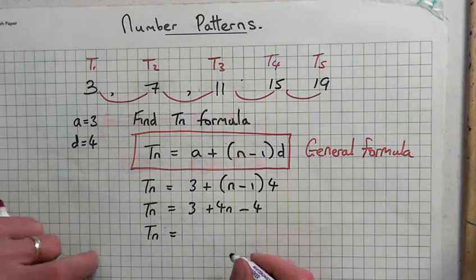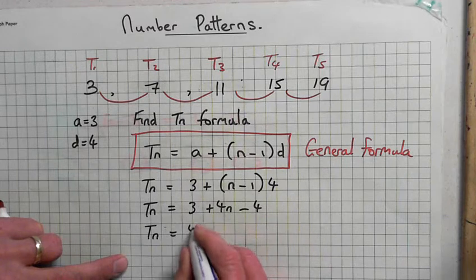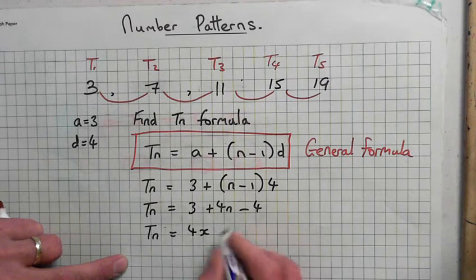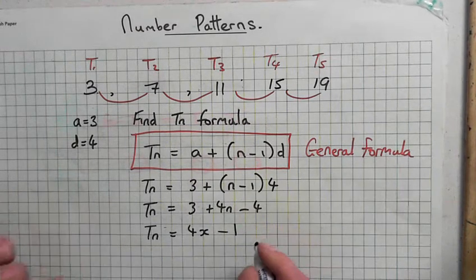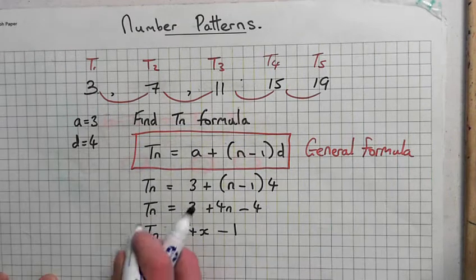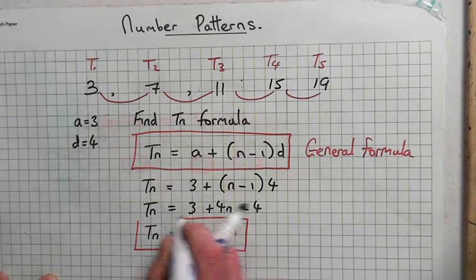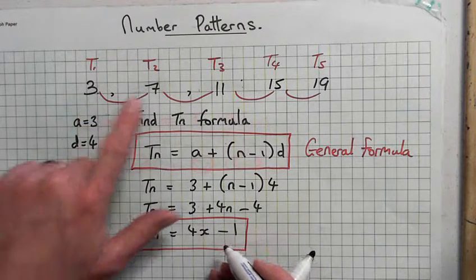Generally in these formulas you always write the n part first. So 4n, what's 3 minus 4? Minus 1. So this is the formula. This is the formula for this sequence up here.